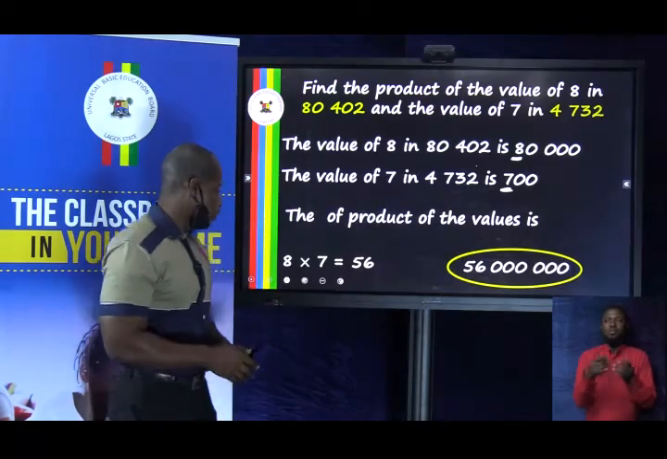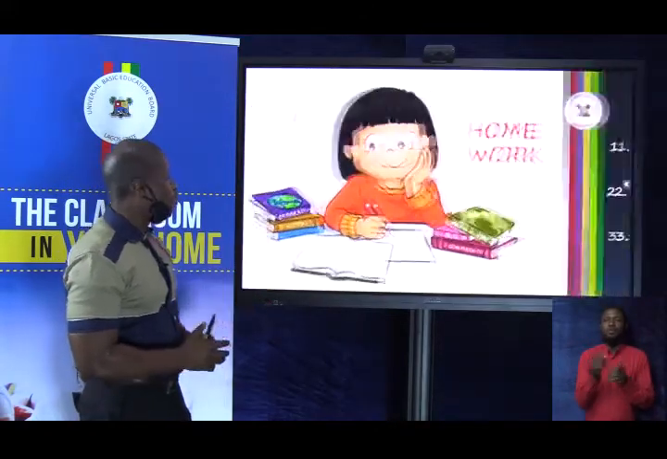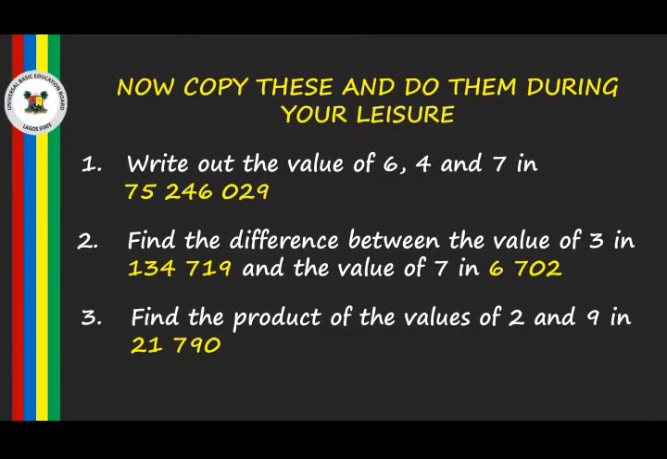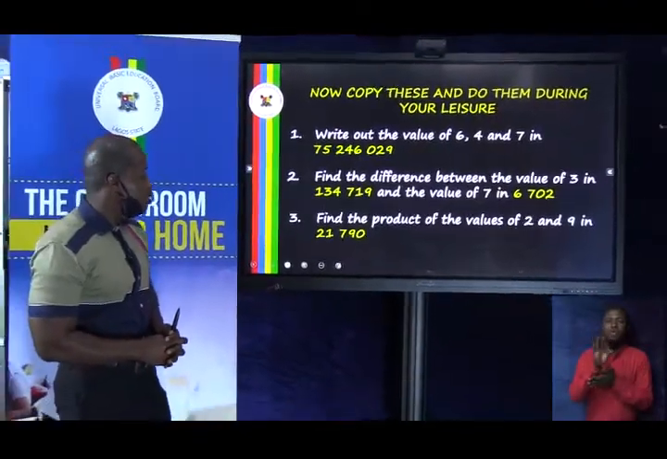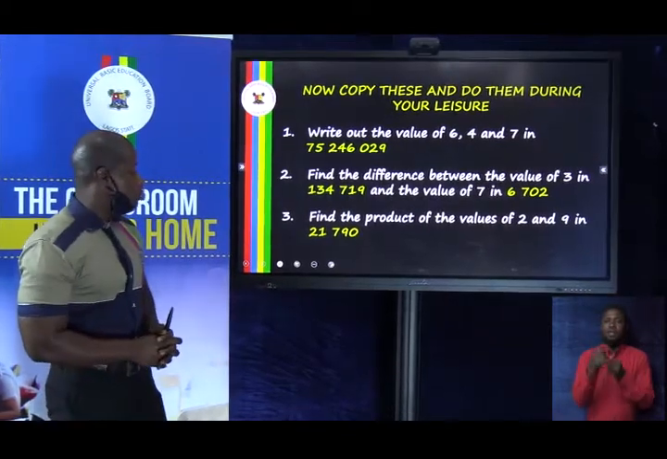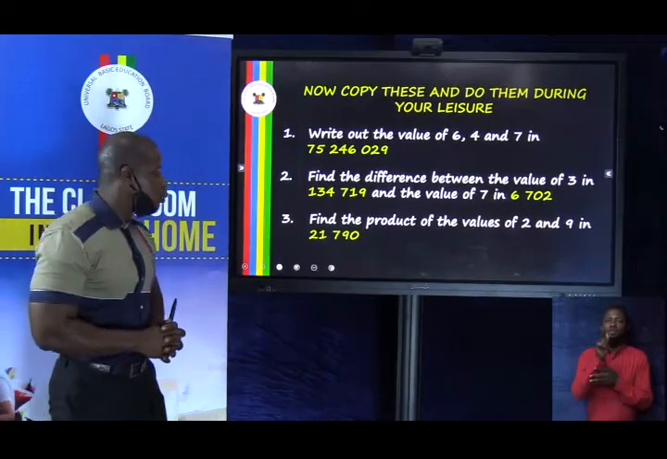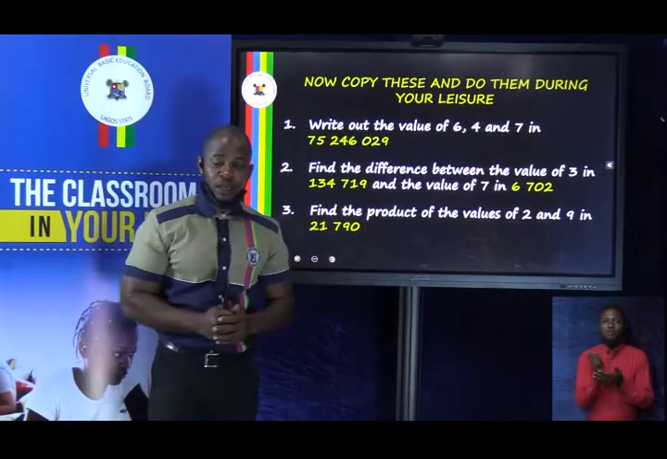You get some of this as your assignment, which is coming up right about now. So you have to copy this. Question says, write out the value of 6, 4, and 7 in 75,246,029. Second question says, find the difference between the value of 3 in 134,719 and the value of 7 in 6,702. And the final question says, find the product of the values of 2 and 9 in 21,790. I believe you're done writing the assignments.